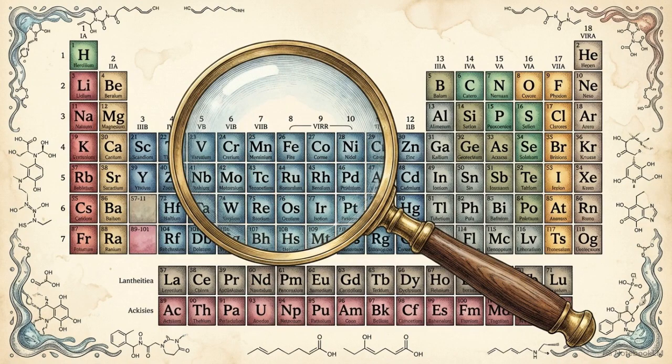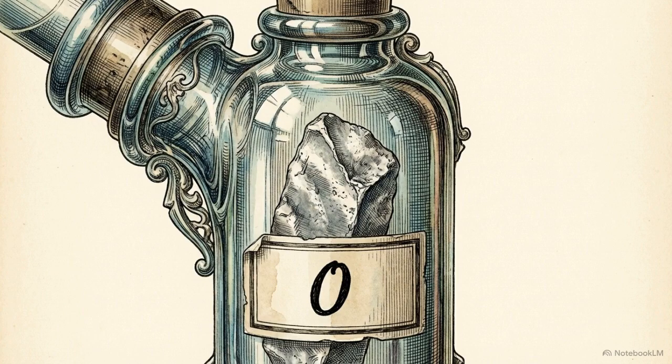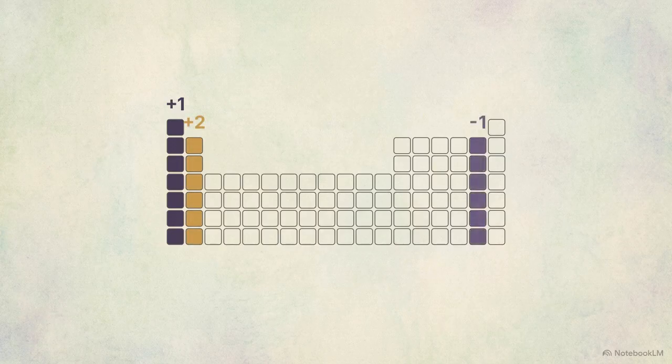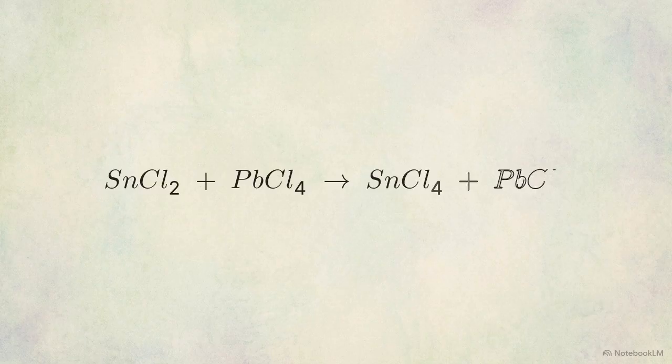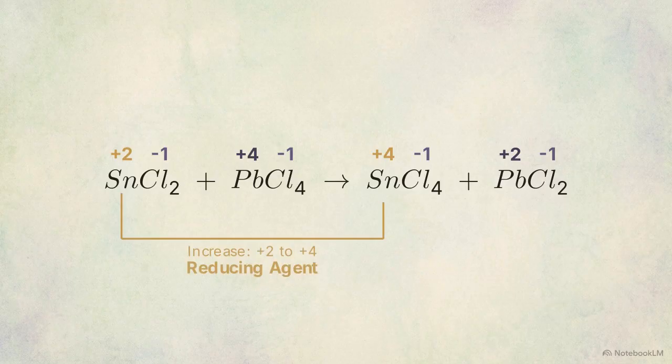To assign these states efficiently, we follow a strict hierarchy of rules. First, any free, unbonded element always carries an oxidation state of 0. When bound in compounds, group 1A elements are assigned +1, and group 2A elements take +2. We then anchor the remaining elements using highly electronegative atoms. Halogens generally carry a -1, and oxygen almost always takes -2. Finally, the sum of all individual oxidation states must exactly equal the net charge of the overall molecule or polyatomic ion. Applying these rules to tin chloride and lead chloride, we isolate the halogens.